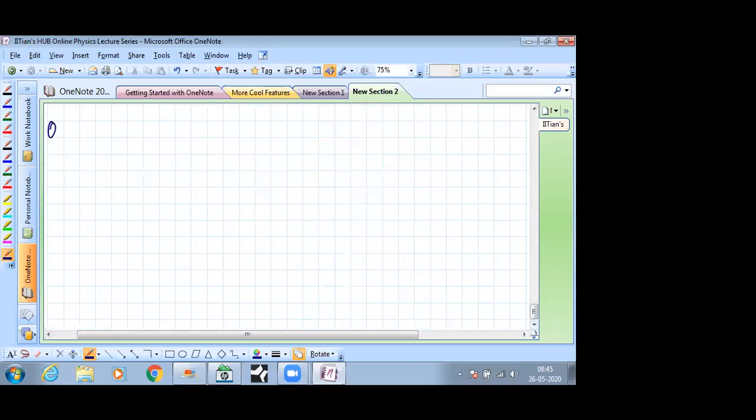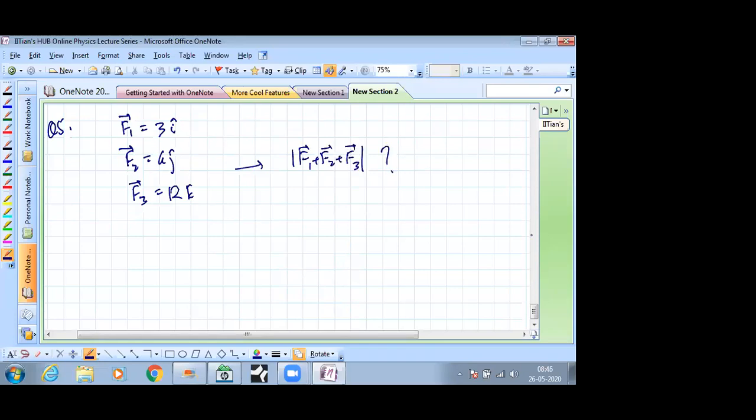Okay, fifth question, fairly straightforward. Again, I'm not going to do the full thing, but you can just write F1, the three forces acting in mutually perpendicular directions. So just assume one is along the x-axis, the other is along the y-axis, and the third, because it's perpendicular, is along the z-axis. So 12 k cap. And now all you have to do is find mod of F1 plus F2 plus F3. So just use the formula for mod and you will get the answer.